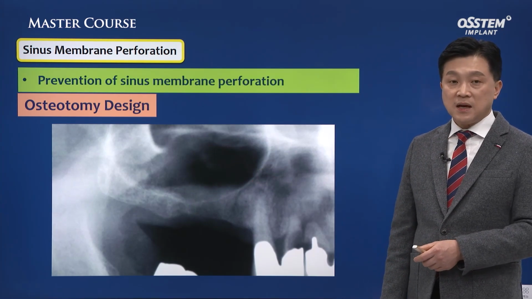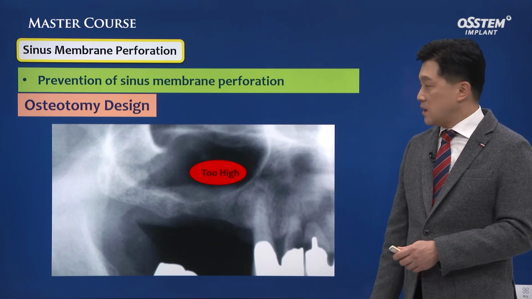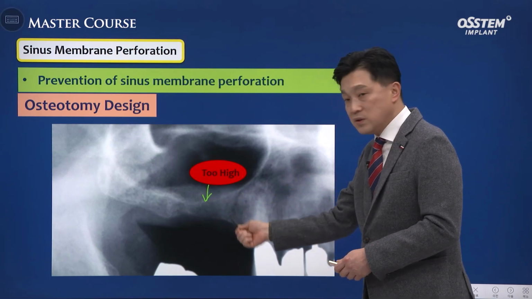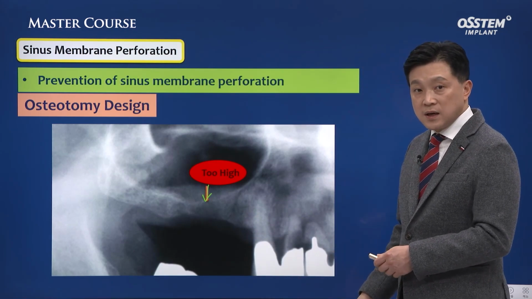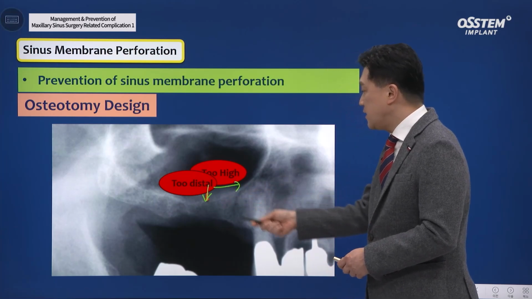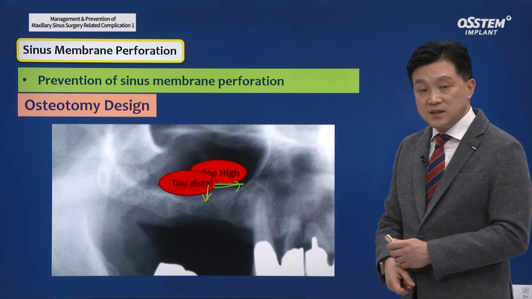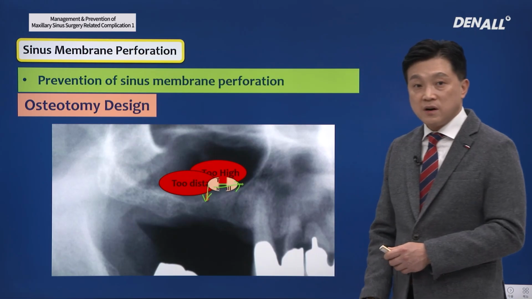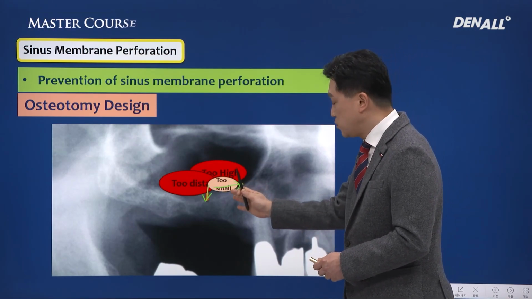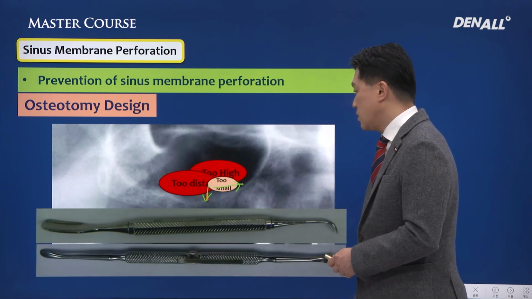If it is too high, then the instruments will have to go in towards the lower side, leading to higher possibility of perforation. If it is too distal, then you need to go anterior significantly, so there can be more perforation on the anterior side. If it is too small, because of the lack of space where instruments can go in, there's higher possibility of membrane perforation. Use of tools is very important.